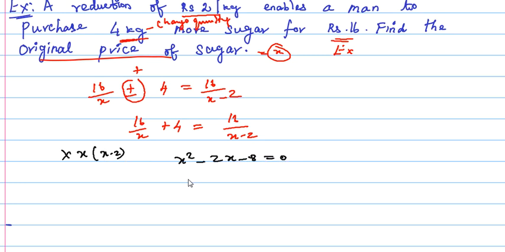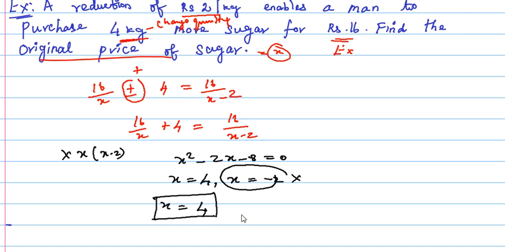This is a quadratic equation. Solving this quadratic equation, you get x equal to 4 and x equal to minus 2. So minus 2 is not possible, so you leave this value. From that you get x equal to 4. The original price of sugar is 4 rupees.